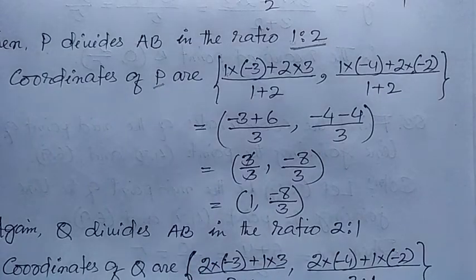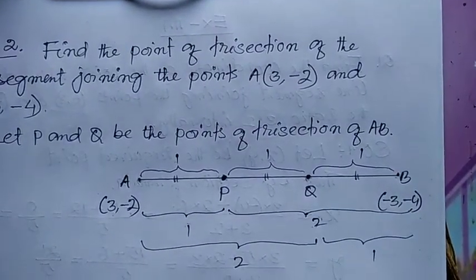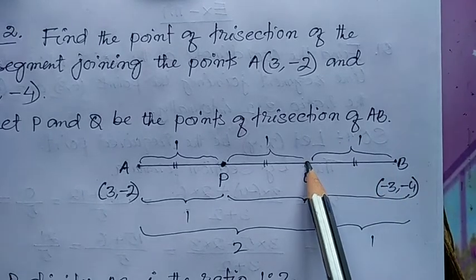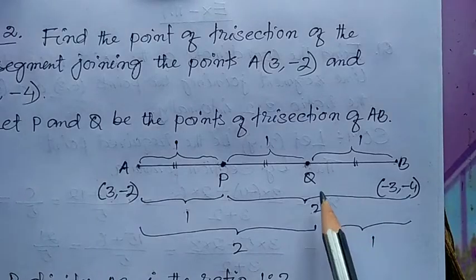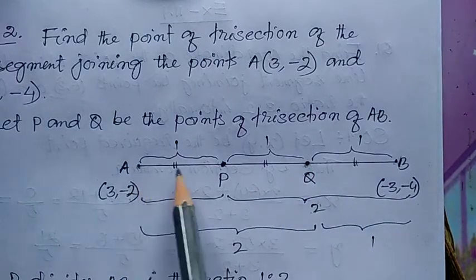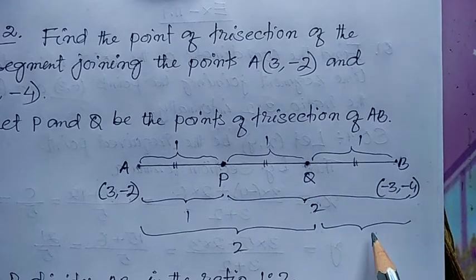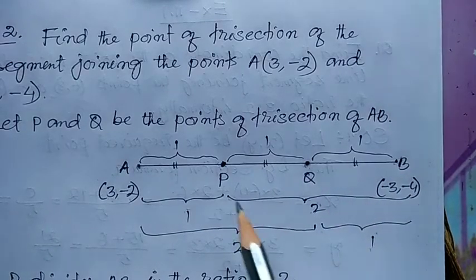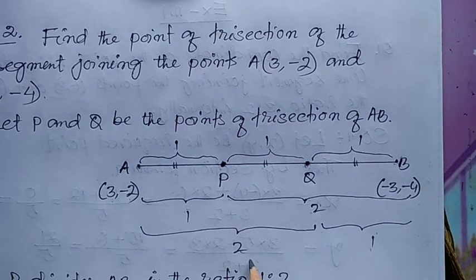which is the first point of trisection. And we have the second point of trisection, that is Q. Try to understand the ratio here again. Q divides AB in the ratio 2:1. Here, from A to Q the ratio is 2, and from Q to B it is 1. So the ratio is 2:1. The x1, y1, x2, y2 values are the same, only the ratio has changed. The ratio is now 2:1.